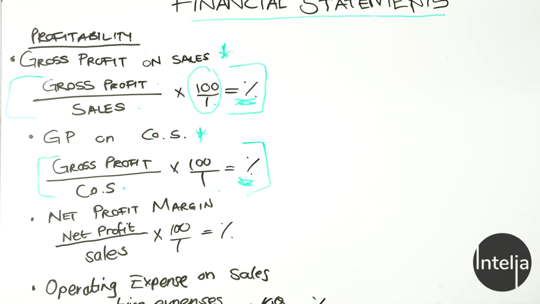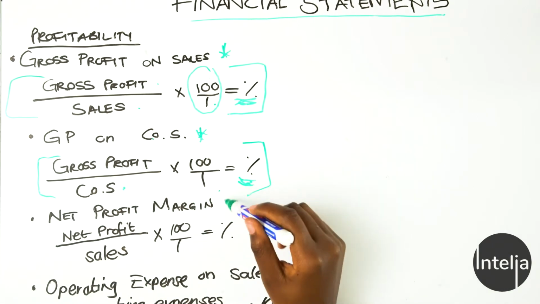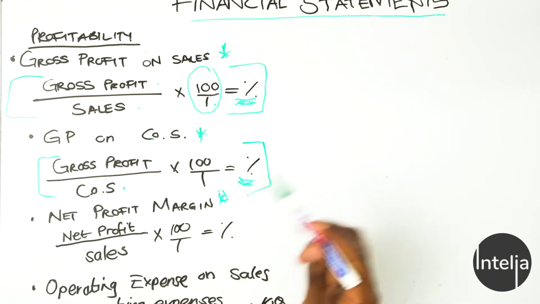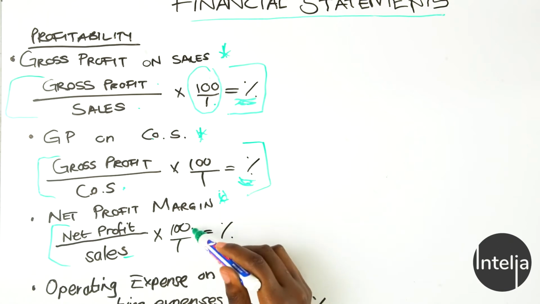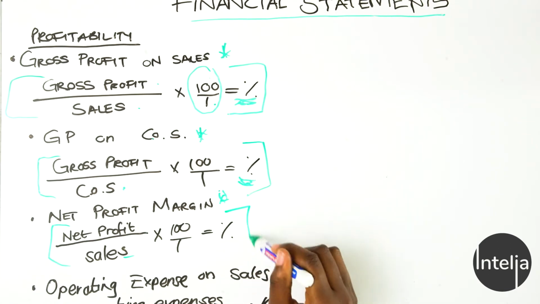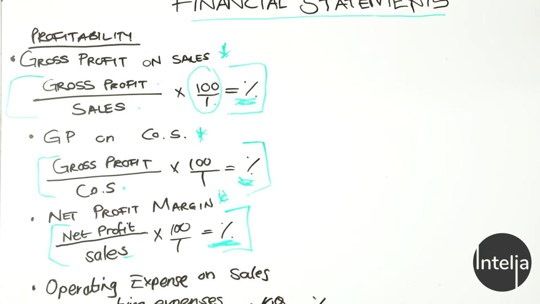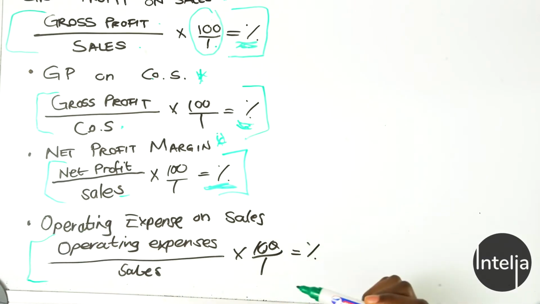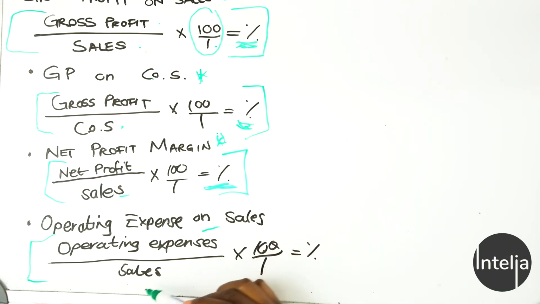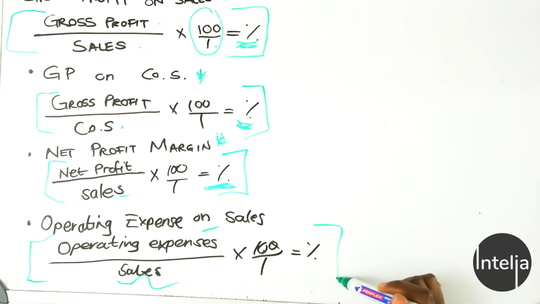The next indicator is the net profit margin. The net profit margin is calculated as net profit over sales multiplied by 100 over 1. This will give you a percentage once again, which is our final resulting answer. Then there is the operating expense on sales, which is operating expense divided by sales multiplied by 100 over 1 to give us our resulting percentage, right?